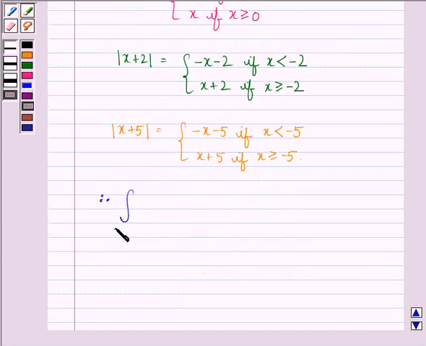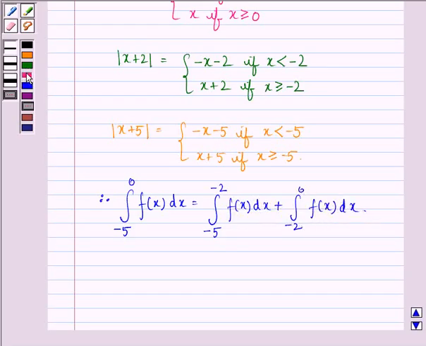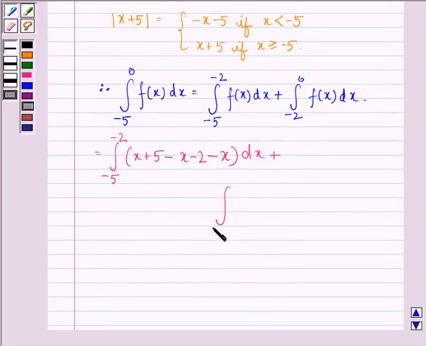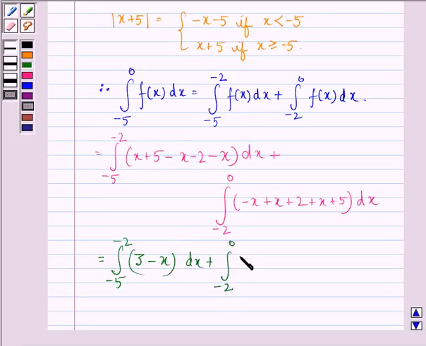Therefore, the integral where limit goes from minus 5 to 0, f(x) dx becomes equal to the integral from minus 5 to minus 2, f(x) dx plus the integral from minus 2 to 0, f(x) dx. That is equal to the integral from minus 5 to minus 2. So when x lies between minus 5 and minus 2, f(x) is x plus 5, this minus x minus 2, minus x dx, plus the integral from minus 2 to 0, minus x plus 2 plus x plus 5 dx. This is equal to the integral from minus 5 to minus 2. Now this is 3 minus x dx plus the integral from minus 2 to 0, x plus 7 dx.